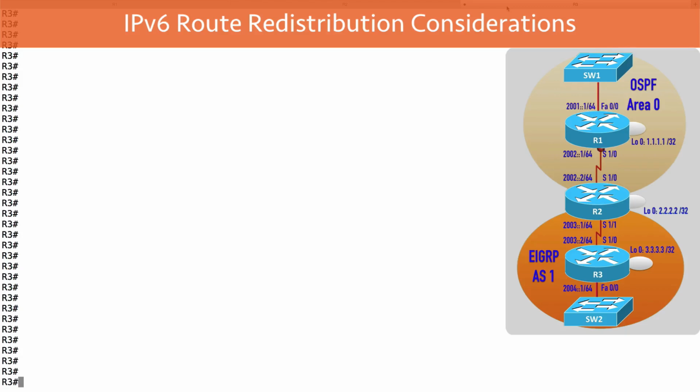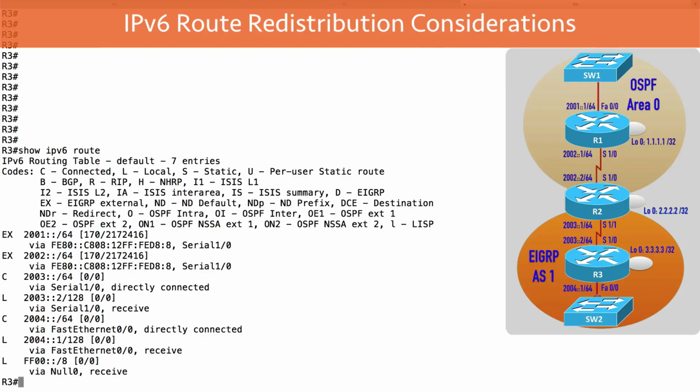Now let's go to router R3 and see if we've learned about any OSPF learned routes that have been redistributed into EIGRP. I'll do a show IPv6 route command, and we do have a couple. This is the network connected off of router R1's FastEthernet 0/0 interface, and this network is the network between routers R1 and R2.